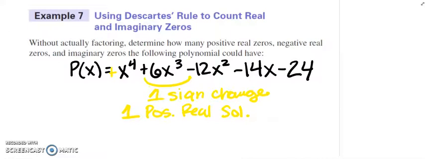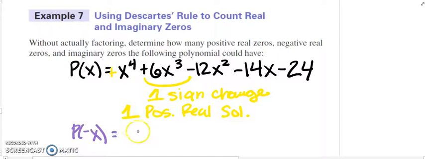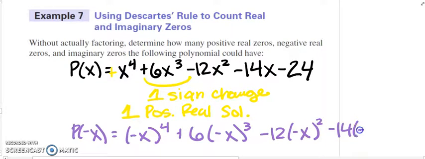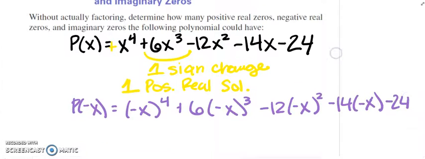Now I'm going to plug in and get P of negative x, which means I'm going to plug in negative x everywhere. And of course I'll have the 2's. And again, some of you probably don't need to show this work. If you don't, that's fine. If you don't need to show this purple step, just be really, really careful.